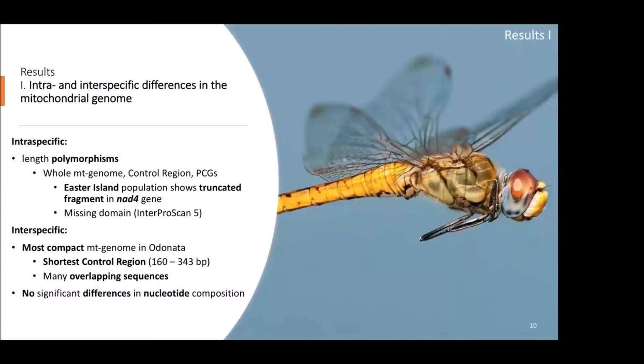So intraspecifically, between migratory and non-migratory populations, we have length polymorphisms within the whole mitochondrial genome, within the control region, and even a truncated ND4 gene, which shows a missing domain. The ND4 gene normally has two functional domains, and the ND4 gene of the Easter Island population has one missing domain. Interspecifically, we have the most compact mitochondrial genomes and the shortest control regions compared to other odonates. We have many overlapping sequences, but in general no significant differences in nucleotide composition.